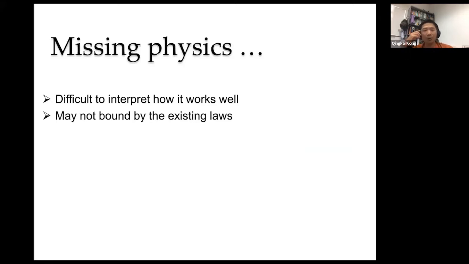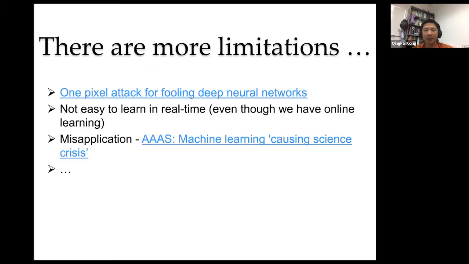So this is all the missing parts in the current machine learning algorithms. Luckily, there are a lot of people trying to tackle this problem with more advanced techniques. There are also more limitations. I don't want to spend more time on that, but I think people understand or have a sense that knowing these is better for building future models.